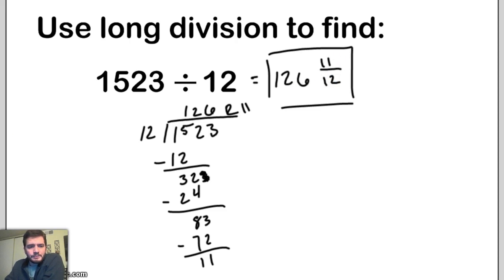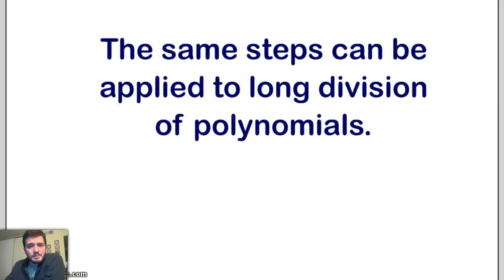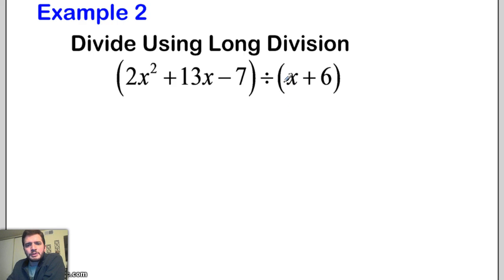All right, so now we're going to apply the same steps to polynomials, and I'll show you how to do that. In this case, you're going to rewrite it in long division form. So this will be x plus 6. Again, 2x squared plus 13x minus 7 is being divided by x plus 6. Okay, so here we go.